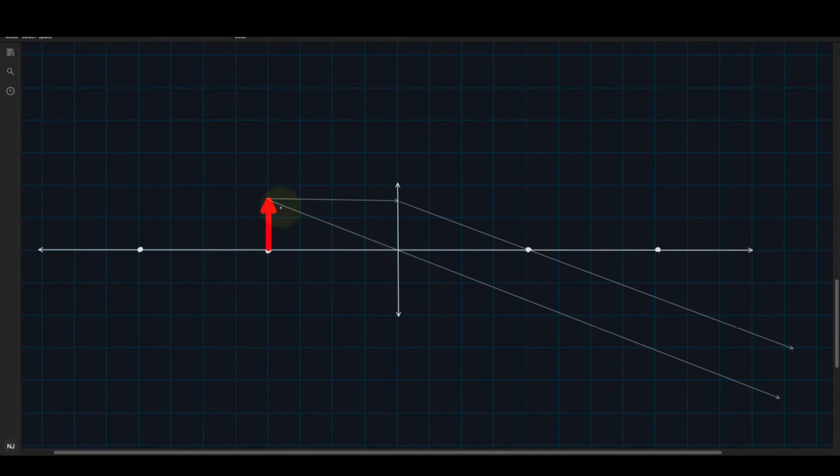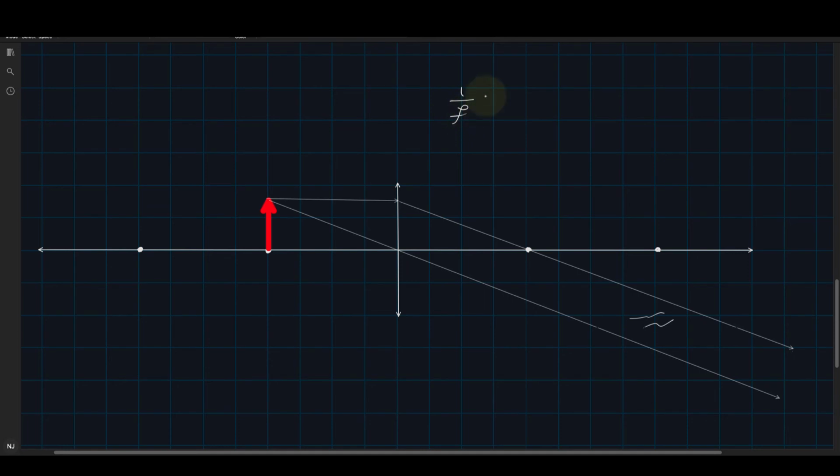Look here, the two rays that we were able to draw are sufficient to get the properties of the image. However, they are parallel, so they will never meet, and the image is expected to meet at infinity. So there is no image, so there are no properties of the image.